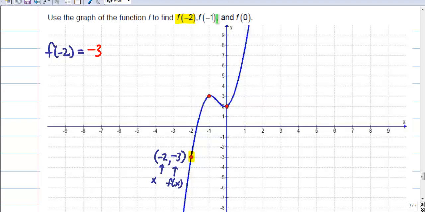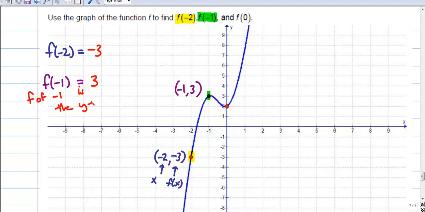So for f of negative 1, I go to where x is negative 1, and I look at that point, and that is the point negative 1, positive 3. So that means f of negative 1 is the y value when x is negative 1.